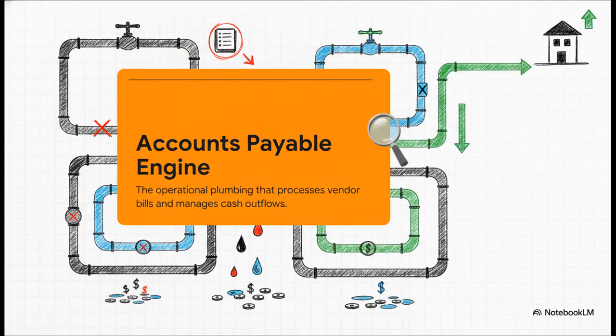I want you to think of your accounts payable engine as the operational plumbing of your business. It processes every single vendor bill and manages all of your cash outflows. Now, if this plumbing leaks, maybe from poor tracking or just missing formal ledgers, your property is actively bleeding cash. And even worse, it obscures your true net operating income. It makes your property look way less profitable to lenders and buyers than it actually is.